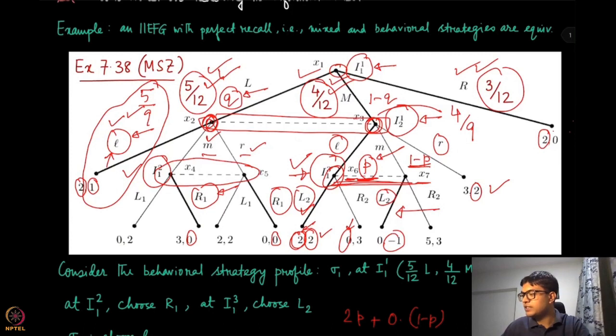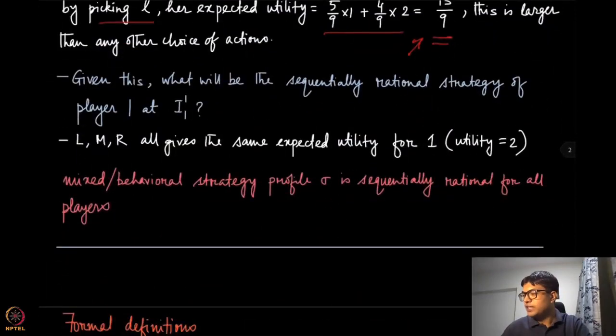For the same player at I1-2 and I1-3, we have held the strategy fixed. And for player 2, if it plays this strategy of L, one can see that under all these strategies of L, M and R, the expected utility is going to be the same. That is why all of them can live in the support of this behavioral strategy. Fair enough. So that is one way of showing that this particular strategy profile is an equilibrium point.